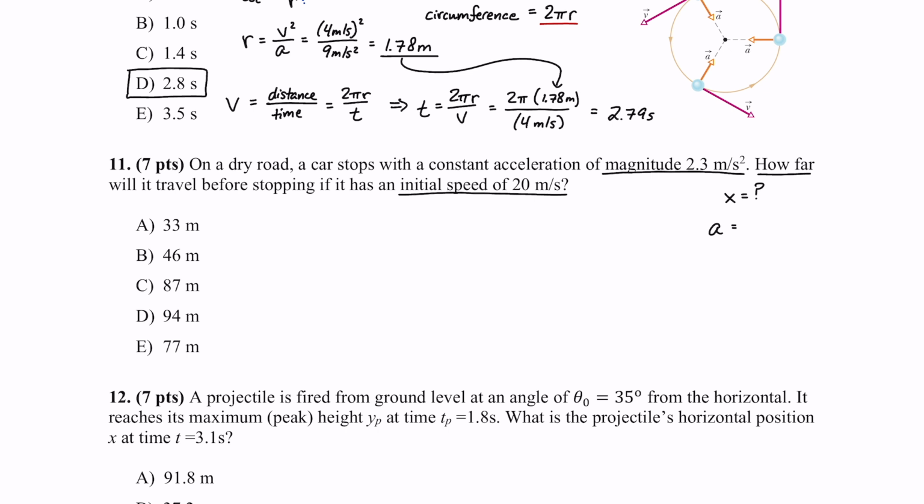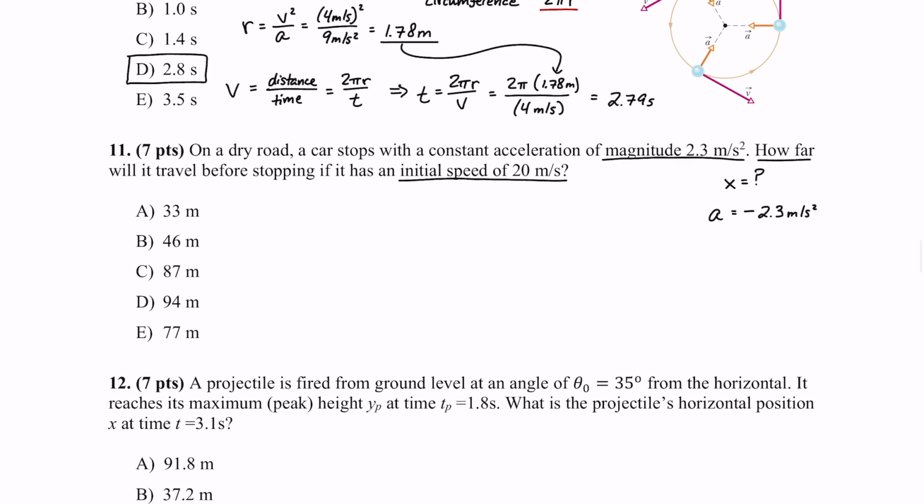So I can say acceleration is equal to negative 2.3 meters per second squared, and again the negative is there because the acceleration needs to go in the opposite direction of motion in order to bring the object to a stop. Because it stops, we know that its final velocity is going to be 0 meters per second, and we're told the initial velocity is equal to 20 meters per second. This is enough information to now calculate the unknown distance. Because we're not given any information about time, the kinematic equation that's going to be most useful for us is the one without time.